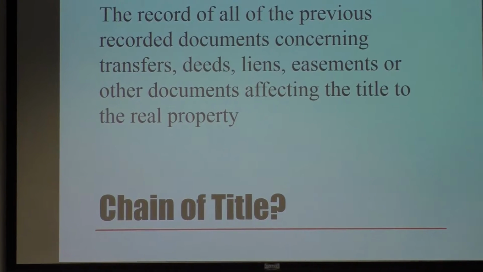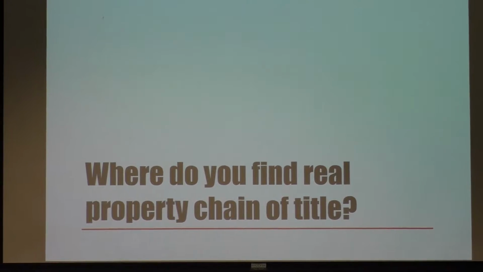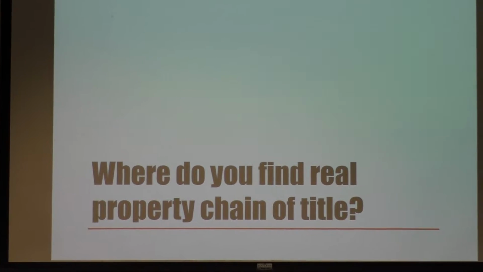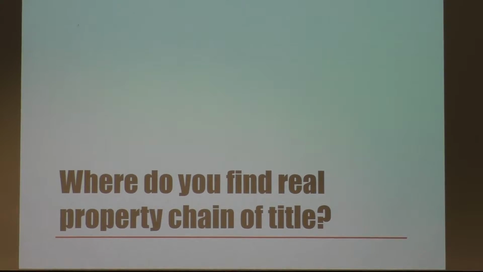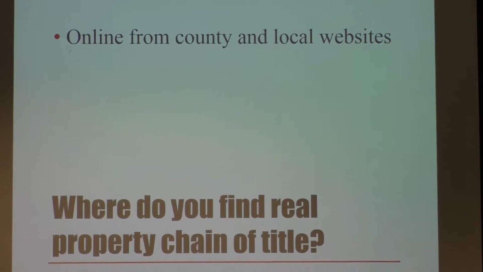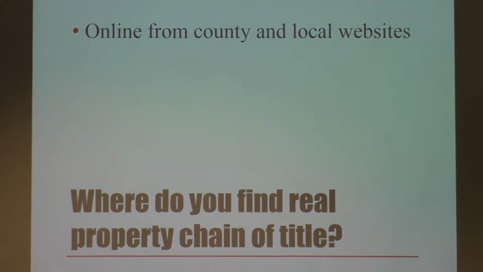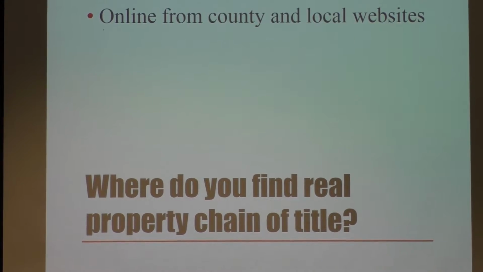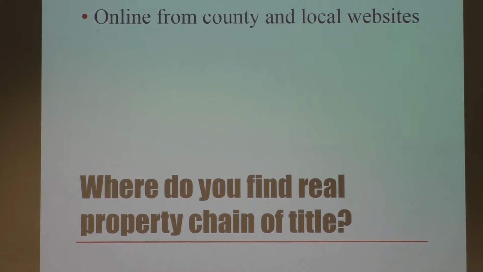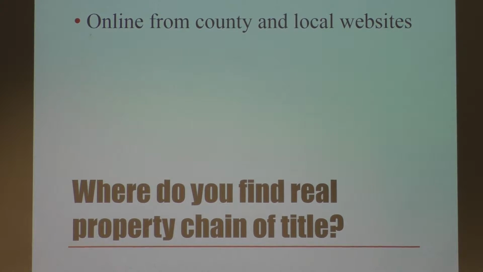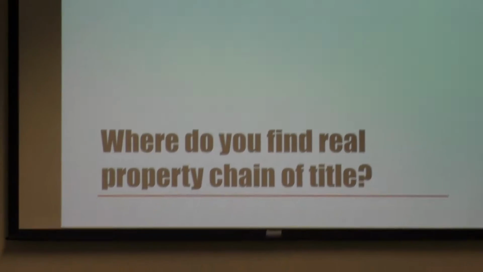Generally that chain of title is located someplace. The records are kept, and the question is, where do you find the real property chain of title? First place you want to look is from the county and local websites. Throughout the United States, there is a very definite movement putting all of the recorded land records online, and in most cases, in many cases, making the original copies of the documents available. Now, that varies greatly from one county to the next.